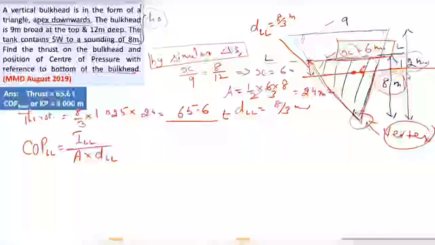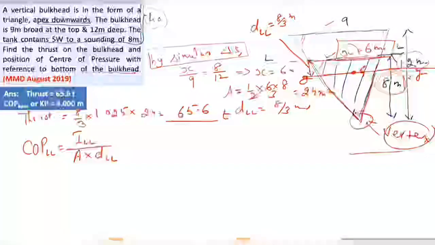Go to the triangle and see. Is LL a standard axis? Is the formula about LL given in the question in the sheet? Yes or no? What is the formula? BD cube by 12. BD cube by 36 would be about GG, right, beta?